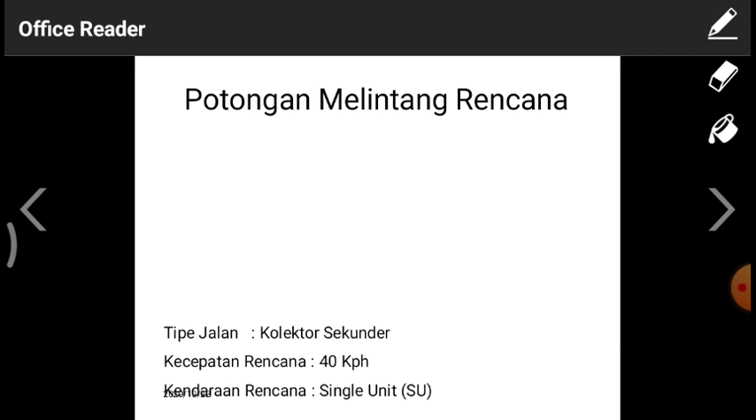That means here we are having a pentagon meeting of the roads. This is another kind of roadway, where the speed capacity of the roadway is 40 kilometers per hour. It is a single unit road.